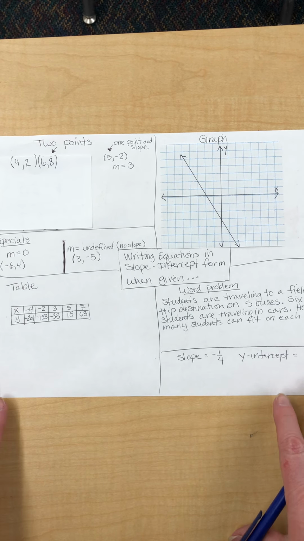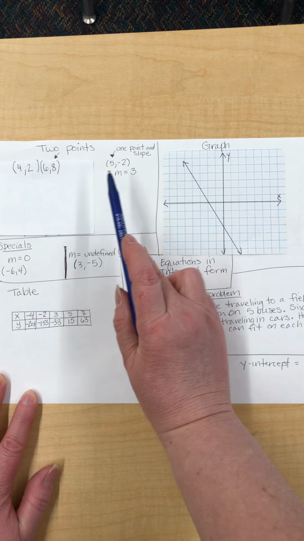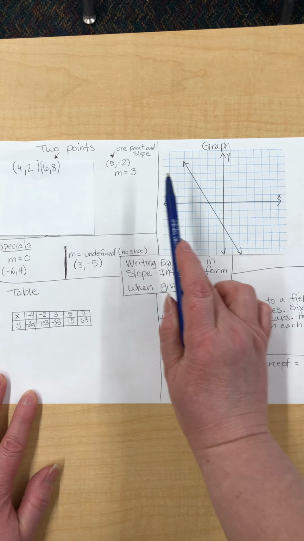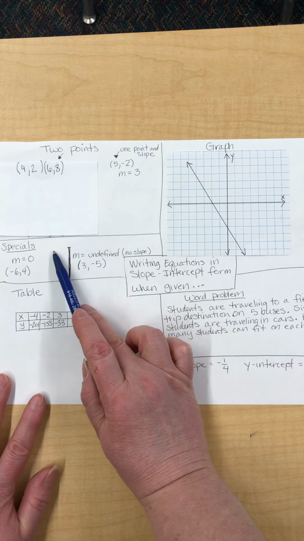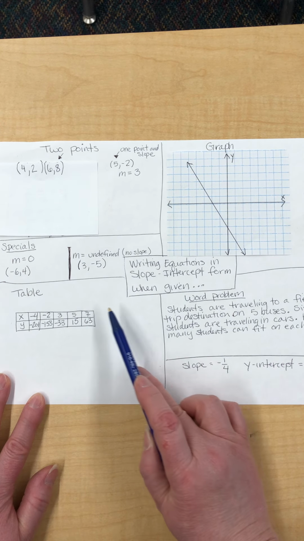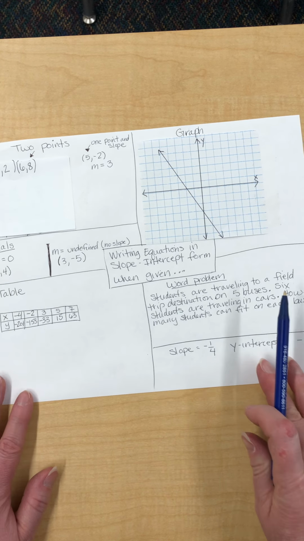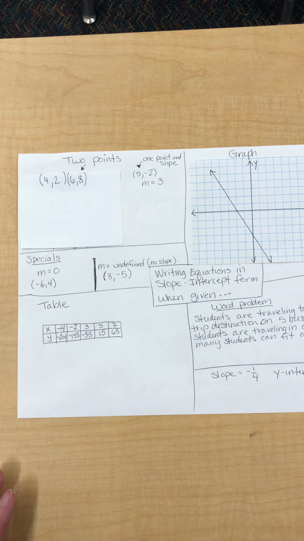Writing equations in slope-intercept form when given 2 points, 1 point and the slope, or a graph. We have specials that go into this category: a table, word problems, or if we physically give you the slope and the y-intercept. So let's go ahead and start with the 2 points.